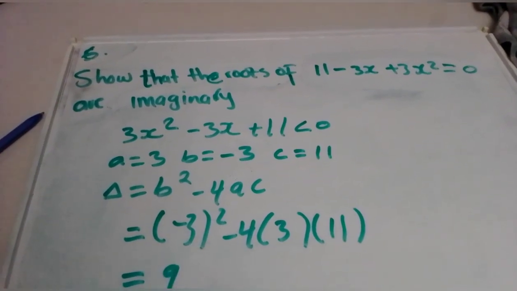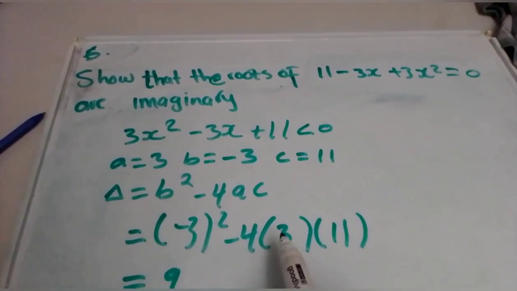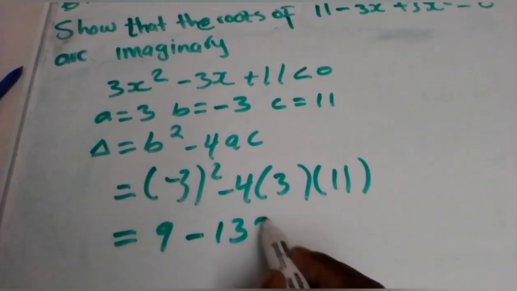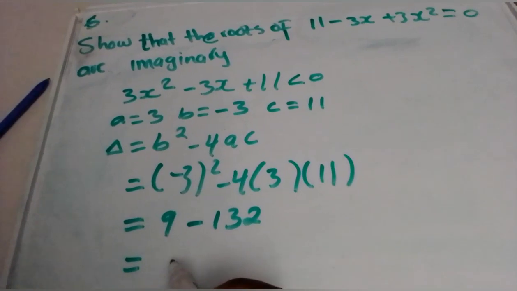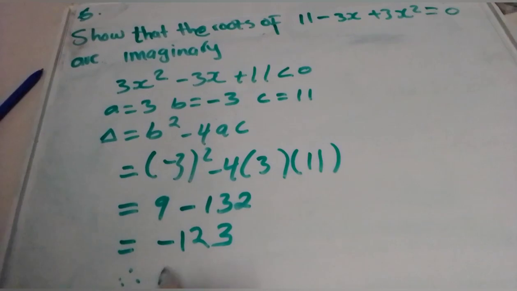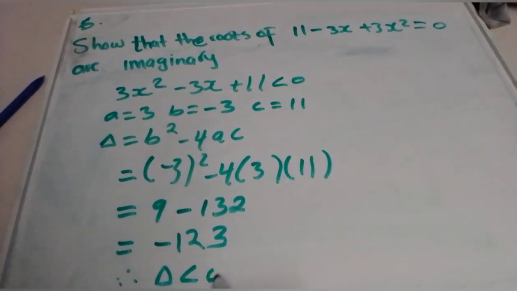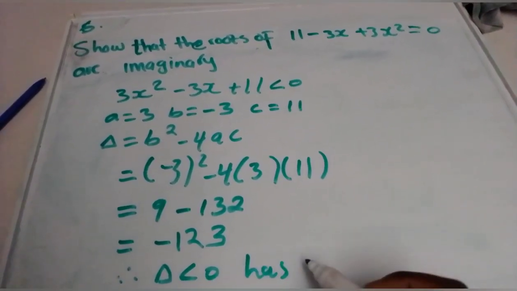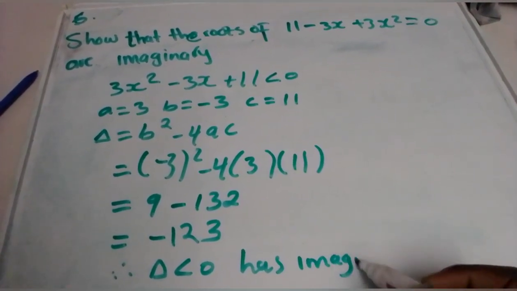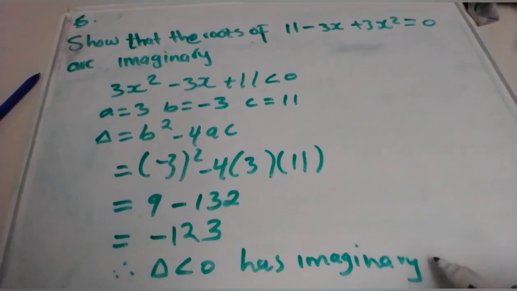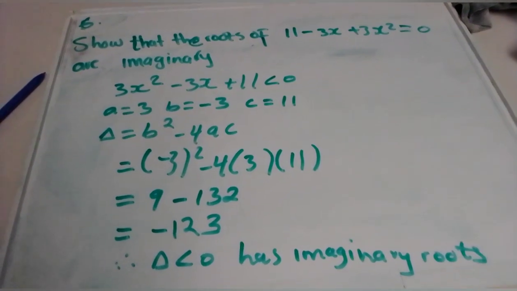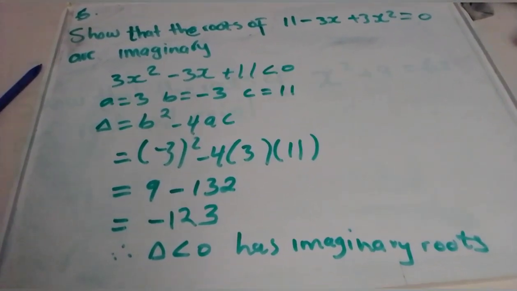So you will get positive 9 minus 132 when you use a calculator. Just check to prove that. So just use your calculator, you get minus 123. So that is your answer. So when you are here, you need to conclude based on what they asked you. They say you must show that the roots are imaginary. So delta is less than 0 has imaginary roots or non-real roots. So that is the same thing. Don't be confused when you see that imaginary word.